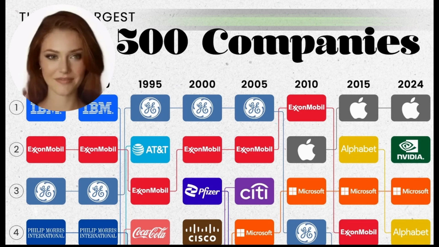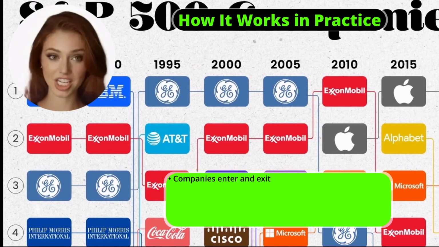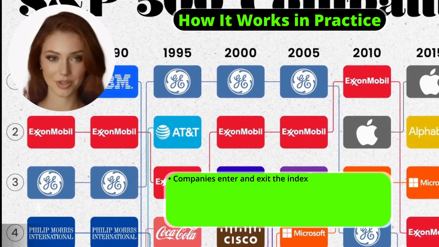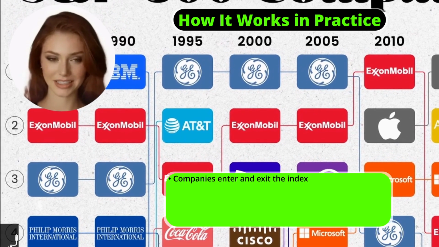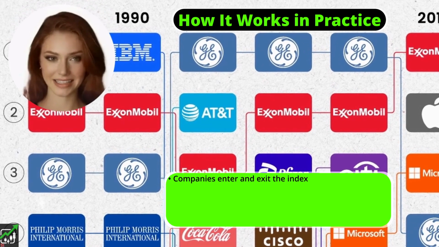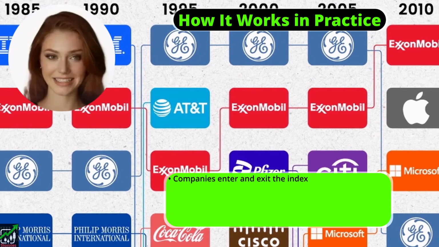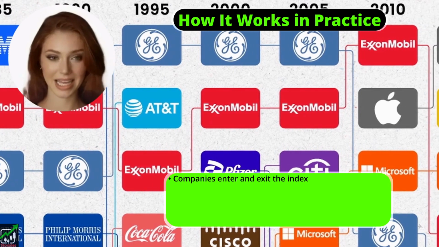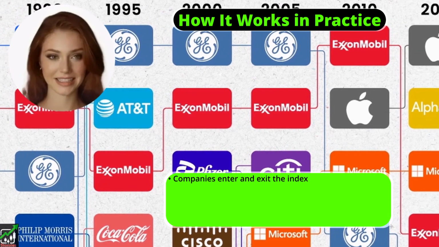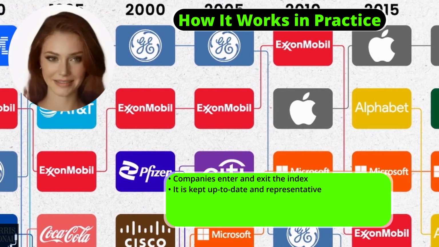The S&P 500 is not static. The companies in the index can change over time. If a company grows, becomes more important, and meets certain criteria, it can be included in the index. Conversely, if a company shrinks or faces serious problems, it can be excluded. Thus, the index is constantly updated and remains up to date.